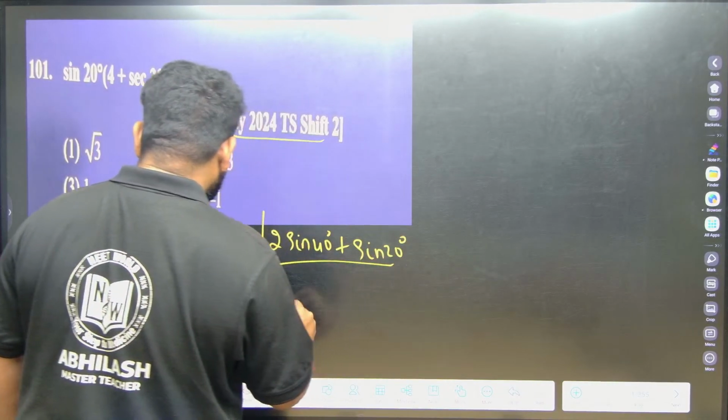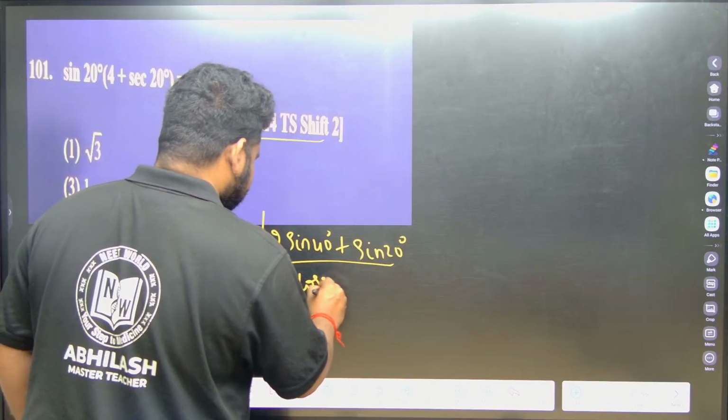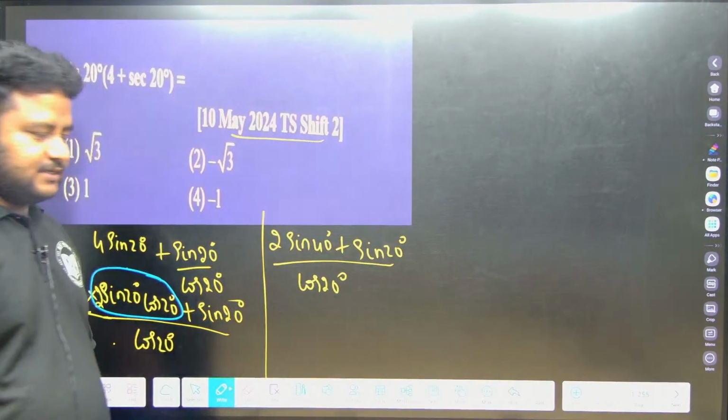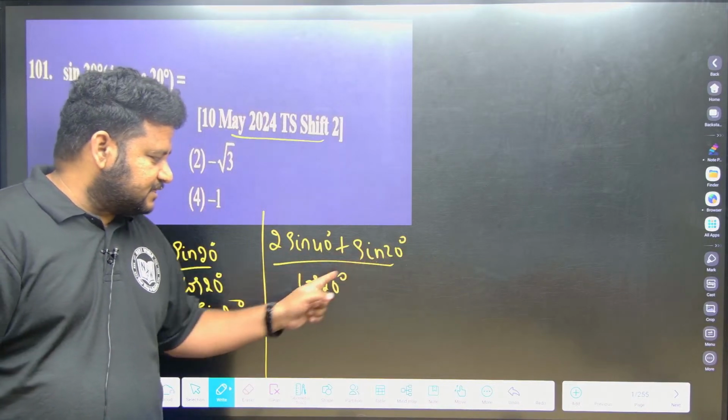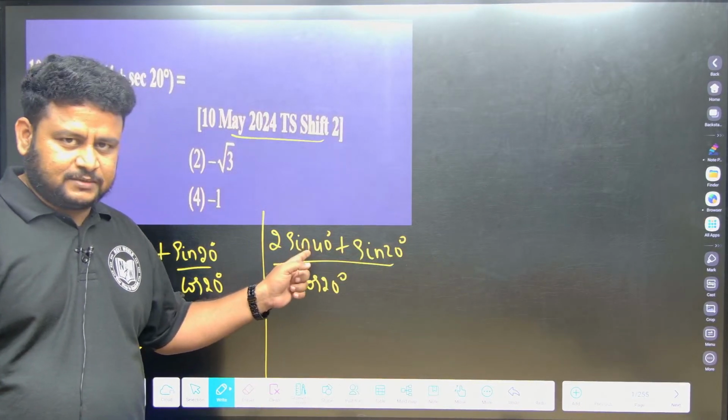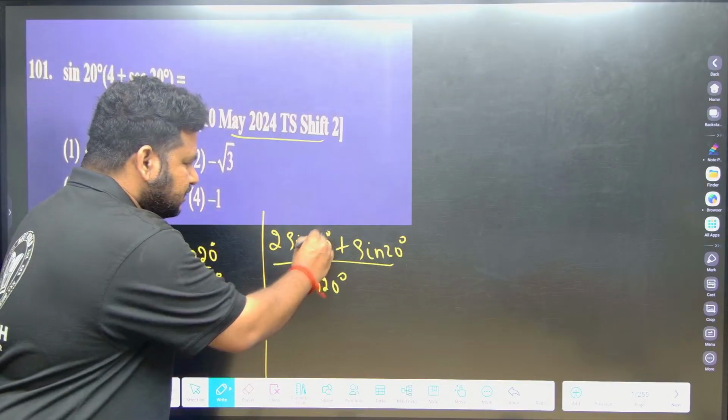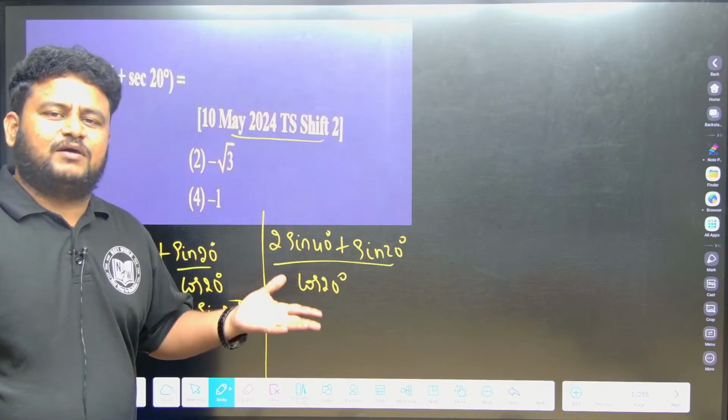divided by what is this? Cos 20 degree, correct na? Divided by cos 20 degree. Now observe carefully. I am having sin 40 degree. Here sin 20 is there, cos 20 is there, sin 40 is there. Correct na? This 40 degree, can I write it in the form of a known angle?